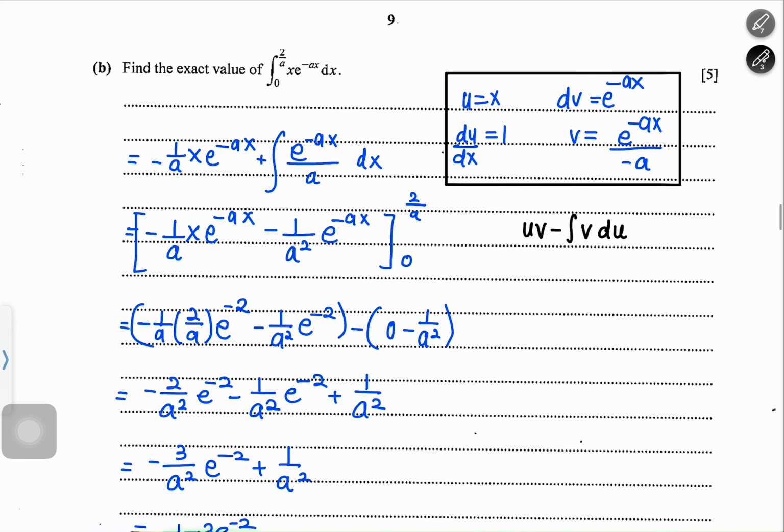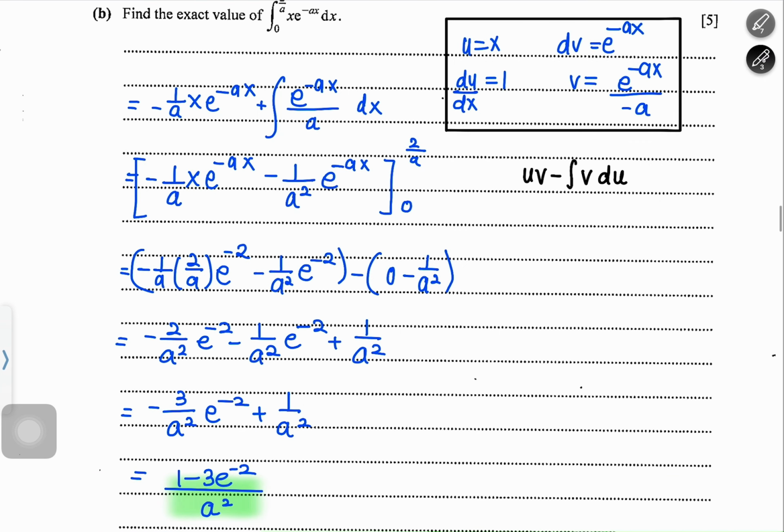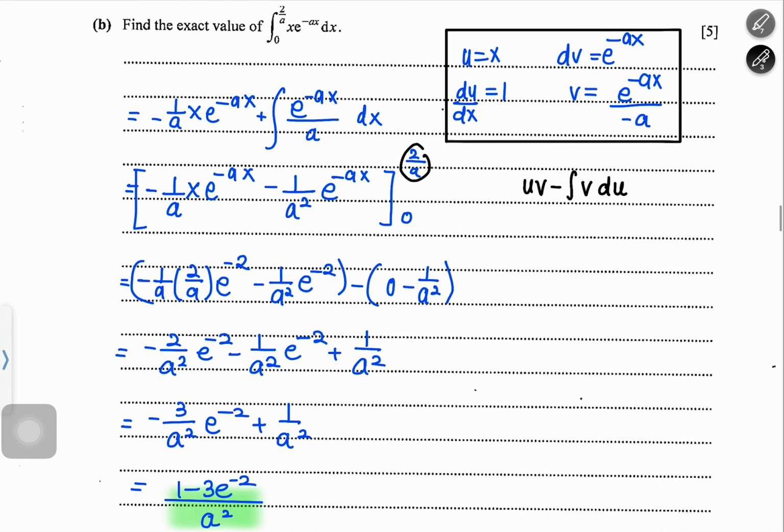Okay. And always remember a is a constant. You see, I can always take out the a and I can park it outside before I begin my integration, if you want to be slow and steady. And then show the substitution of 2 over a. You can see it here, how I substitute, and rearrange. And they want the exact value.